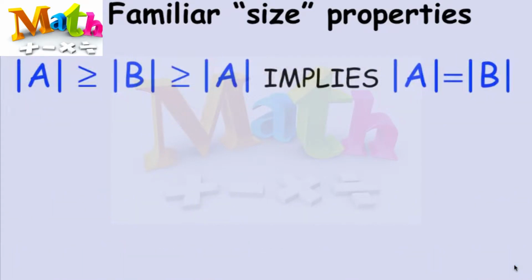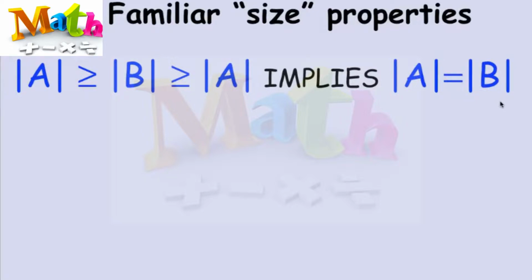Well, let's look at an example where the size properties hold, but they're less obvious. Because here's another familiar size property. If A and B are each of size greater than or equal to the other one, then they're the same size. So if the size of A is greater than or equal to the size of B, and the size of B is greater than or equal to the size of A, then A and B are the same size. Now, this is certainly true for finite sets. You don't even think about that fact.